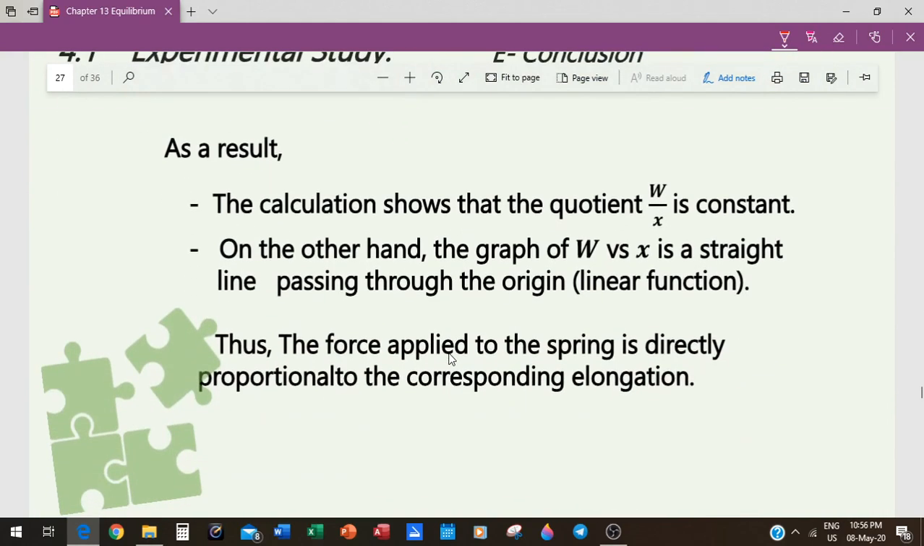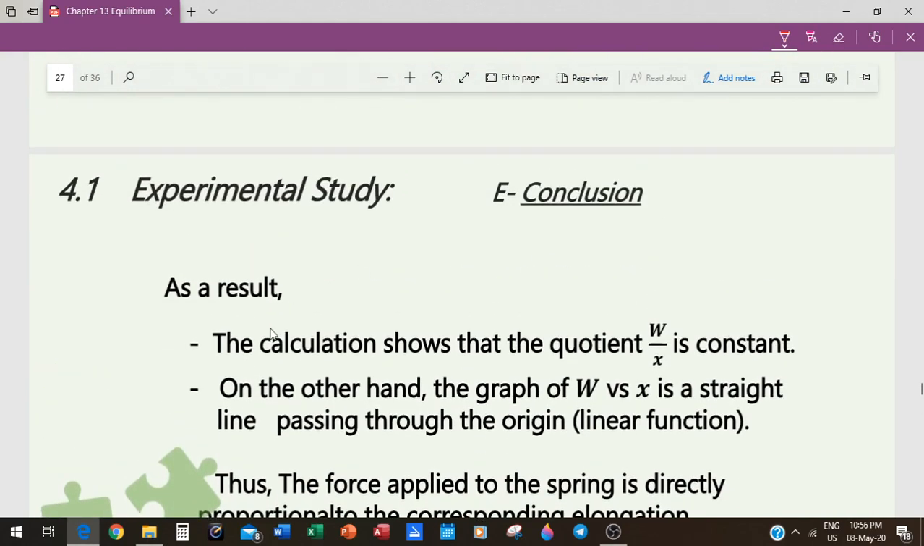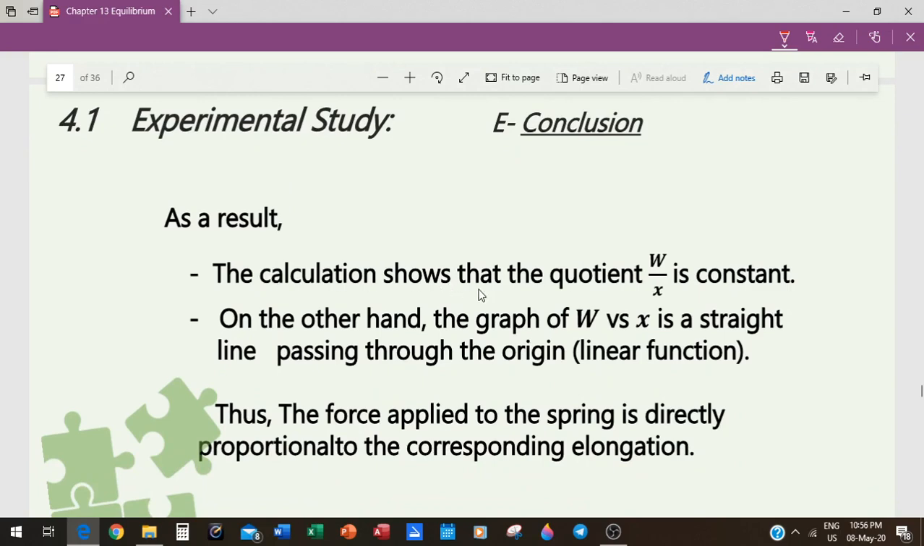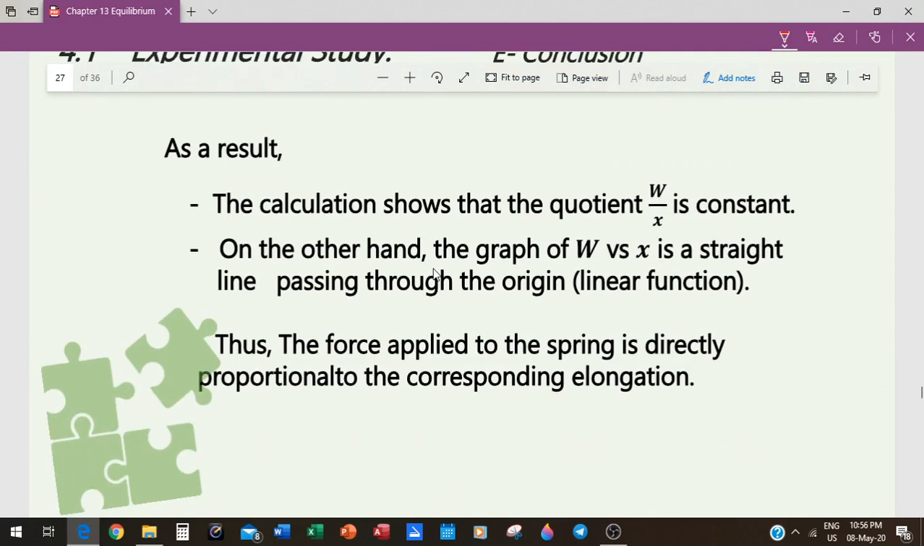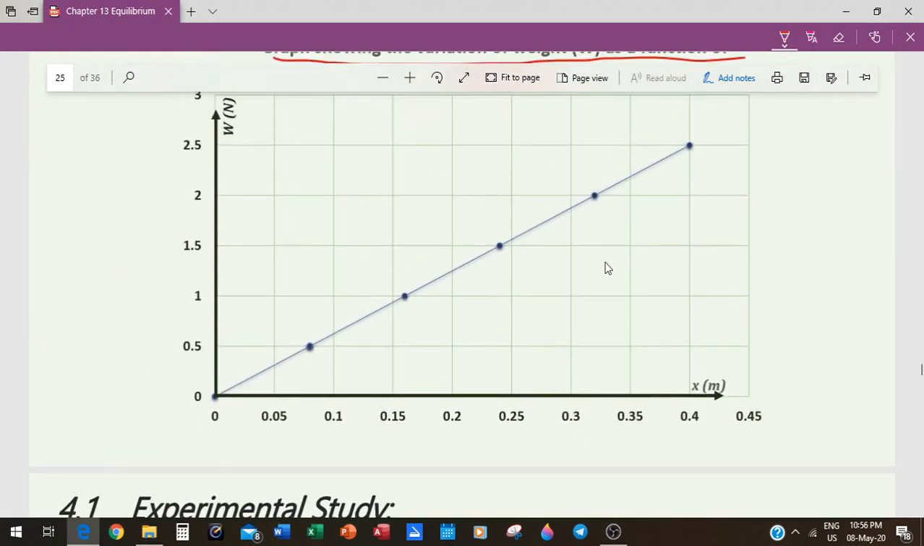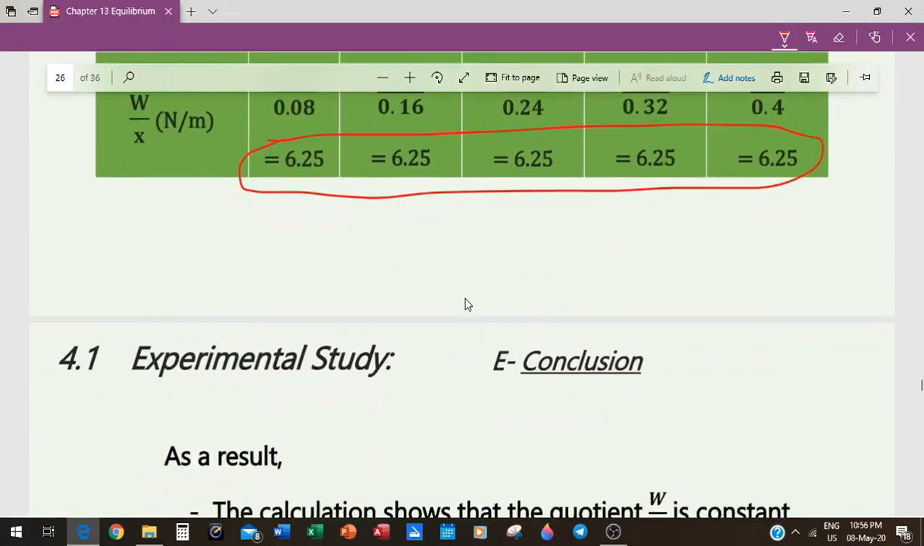Here are the conclusions. As a result, the calculation shows that the quotient W over X is constant. All the fractions give the same value, which is 6.25 newton per meter. On the other hand, the graph of W versus X is a straight line passing through the origin, a linear function. Here is the graph.